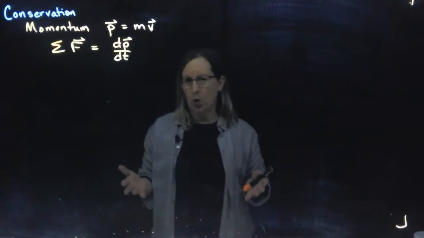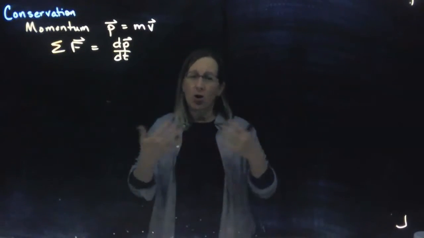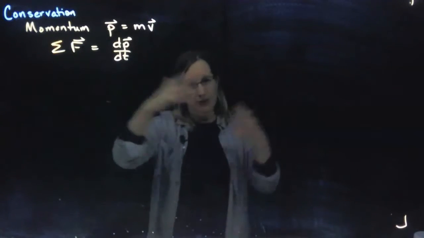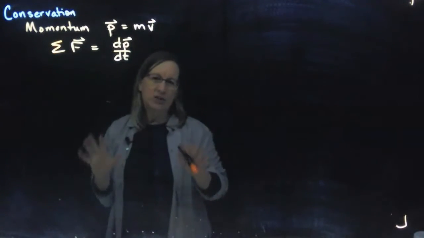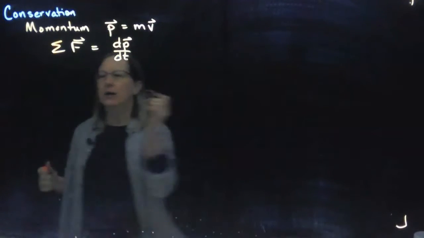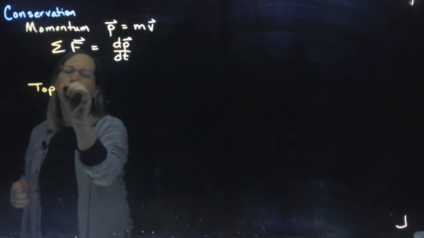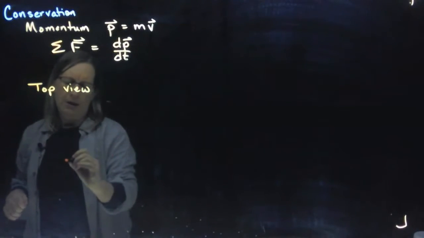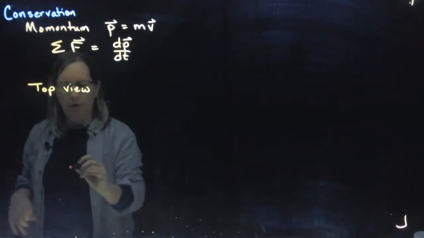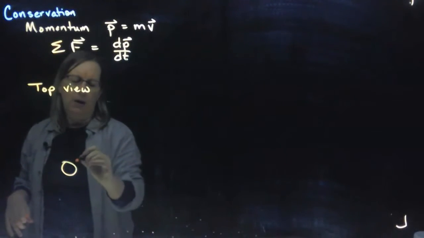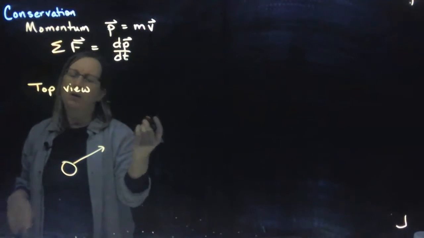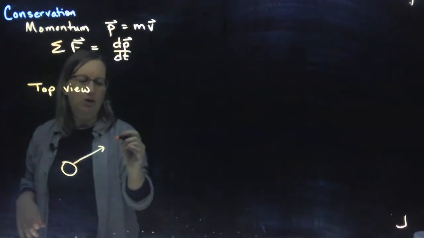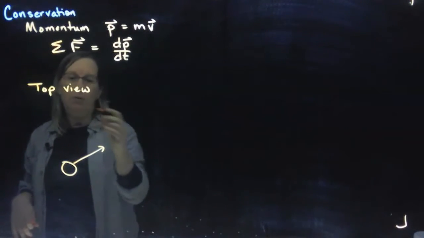What I've shown you works for one dimension, but it also will work for more than one dimension, which shouldn't be a surprise. This vector stuff is still going to work, but I want to say just a little bit about that. So let's look at a top view of a pool table, or even an air hockey table, where we have a puck coming along and it hits another puck, maybe similar mass, different mass, maybe they stick together, maybe they don't.